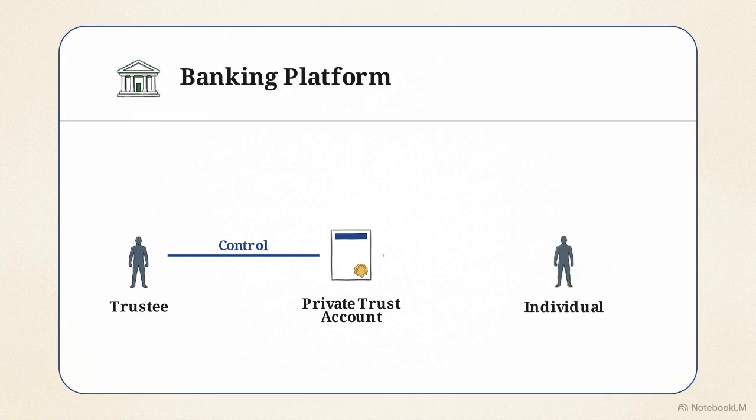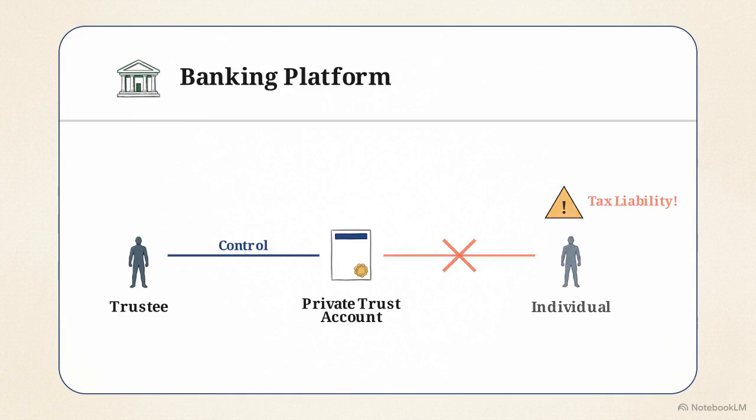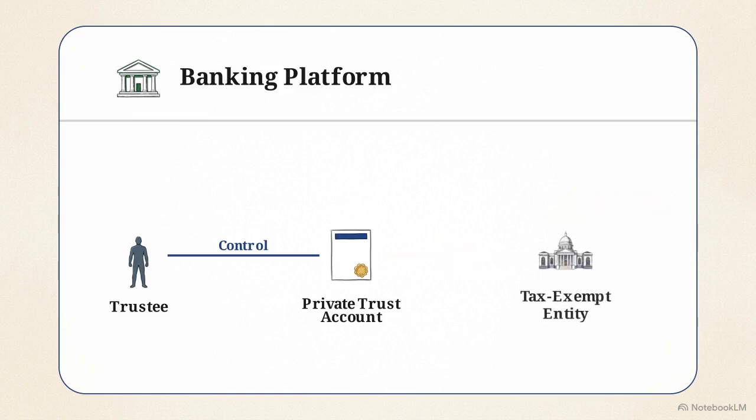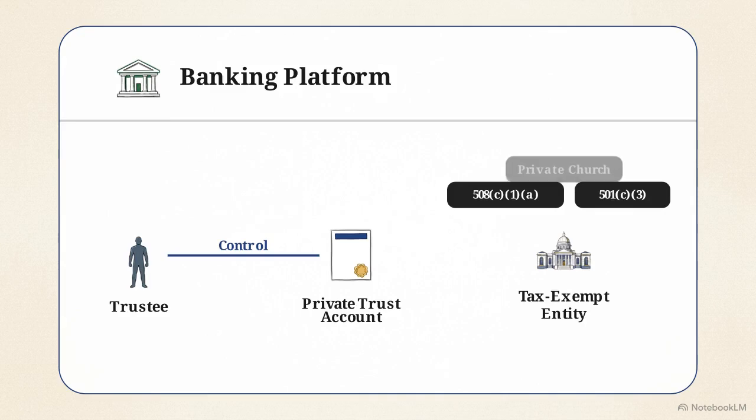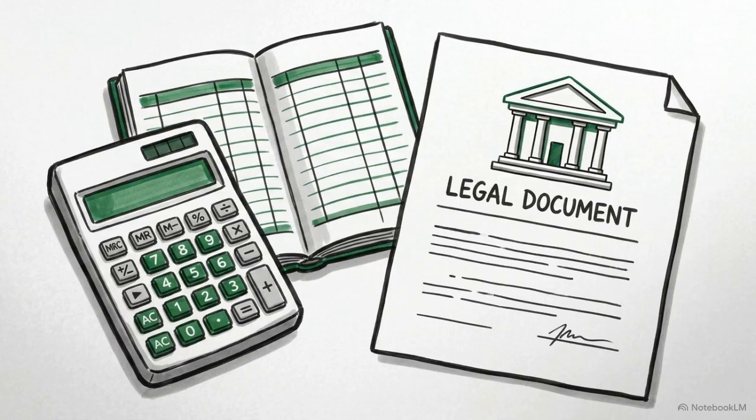Naming an individual creates a direct link triggering individual tax liabilities. Instead, utilize a tax-exempt entity. Assign a 508c1a organization, 501c3, or a private church as the account beneficiary. When the trust infrastructure is paired with a tax-exempt beneficiary, you apply the principles of trust accounting to manage the tax exposure of your wealth.